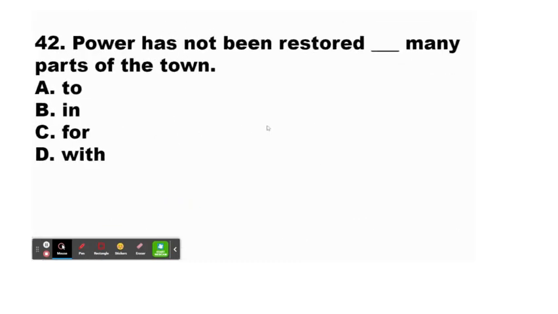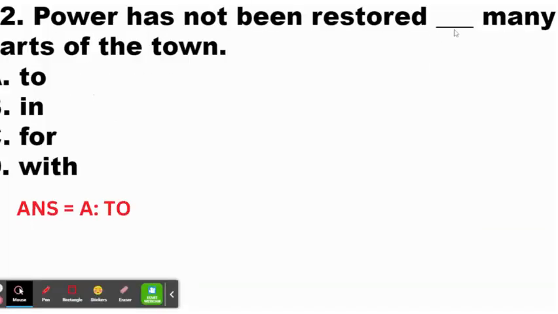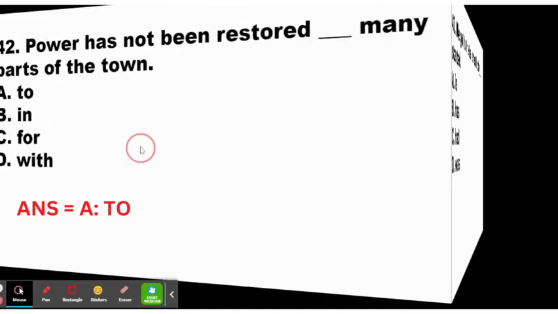42. Power has not been restored dash many parts of the town. A, to. B, in. C, for. D, with. Now the correct option is A, to. Power has not been restored to. We are looking at how verbs collocate with prepositions, and the word restored collocates with to. Power has not been restored to many parts of the town.